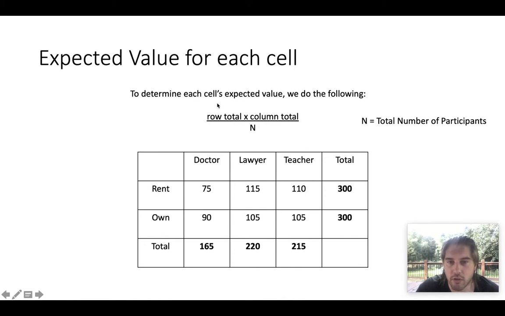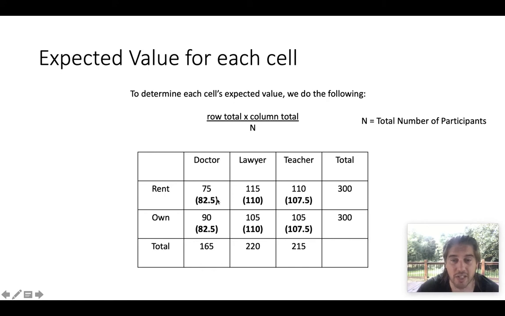We simply use this little formula: row total times column total divided by n, where n equals the total number of participants. Remember, n is going to be 600 because we had 600 participants, as specified in the question. So for each cell, for example, doctors who rent, the column total was 165. The row total was 300. So we just do 165 times 300 divided by 600 for our total number of participants.